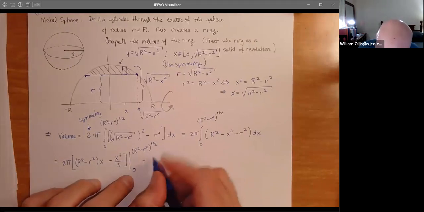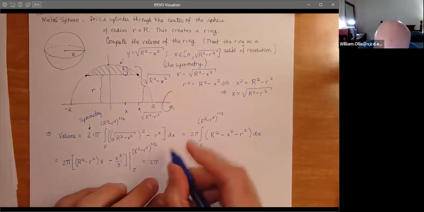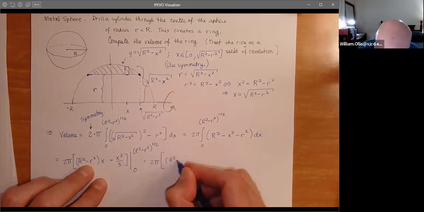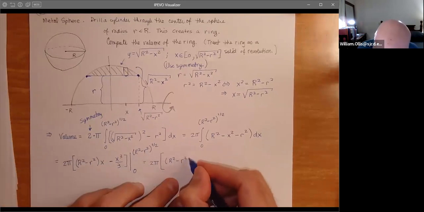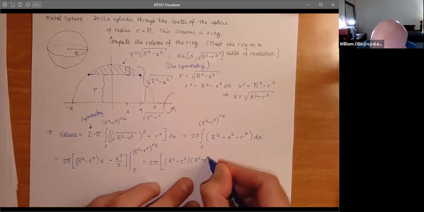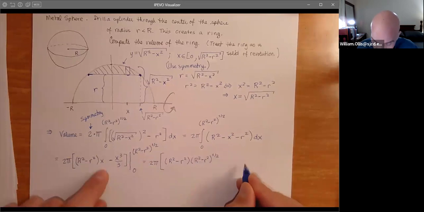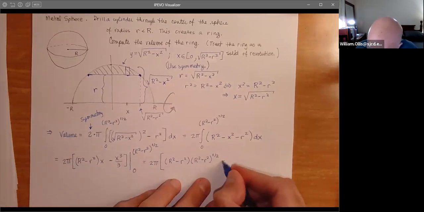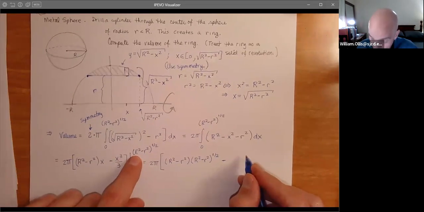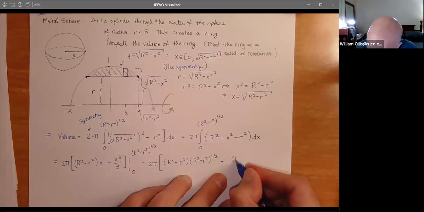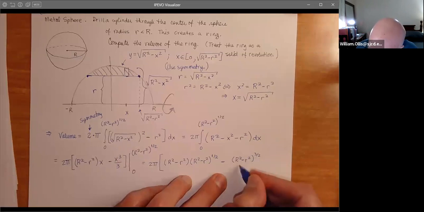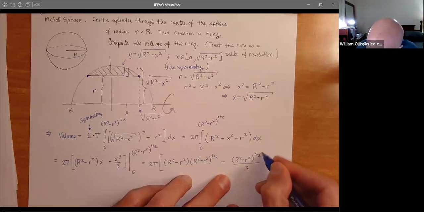So this will give us 2 pi, and we'll go ahead and substitute. So this will be R squared minus lowercase r squared times the radical, so R squared minus lowercase r squared to the 1/2. And then of course here we'll get minus, and that's why we're doing the radicals before. There's a reason, to help you out with this problem. So this will be R squared minus lowercase r squared to the 3/2 divided by 3.